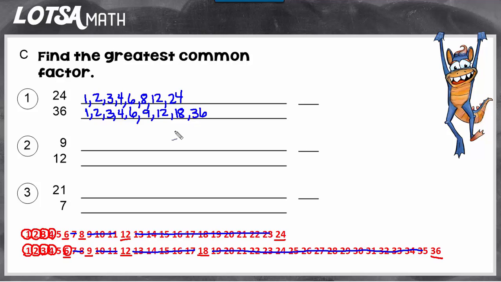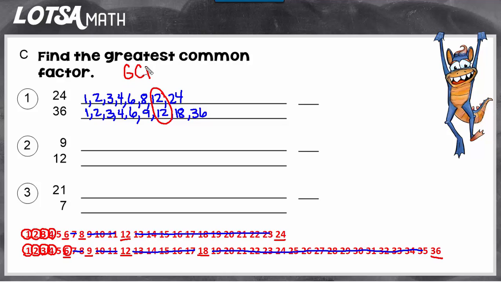So these are all the factors of the number. Notice they have a lot of factors in common. They both have 1, they both have 2, they both have 3, they both have 4, they both have 6, but they don't both have 8. But they do both have 12. But they don't both have 24 or 18 or 36. So I see that the biggest number that they both have is 12. So 12 is the greatest common factor.